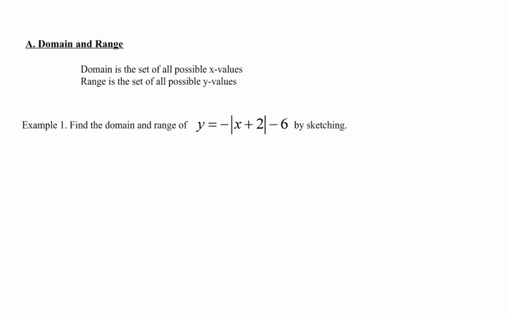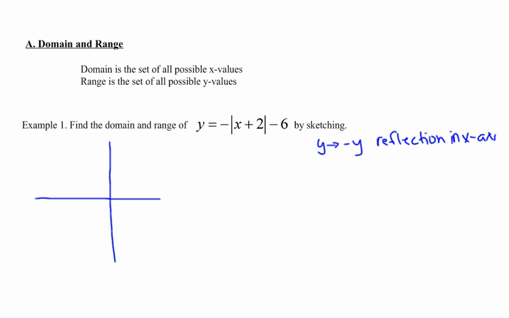Okay. So with this guy, one way to find domain and range is you can actually graph it, right? That's one way. So if we take this guy, what transformations are happening? So y goes to negative y. Greg, what's that? Reflection in the x-axis. Okay. X goes to x plus 2 means horizontal to the left. And then y goes to y plus 6, so a 6 vertical translation, 6 down.